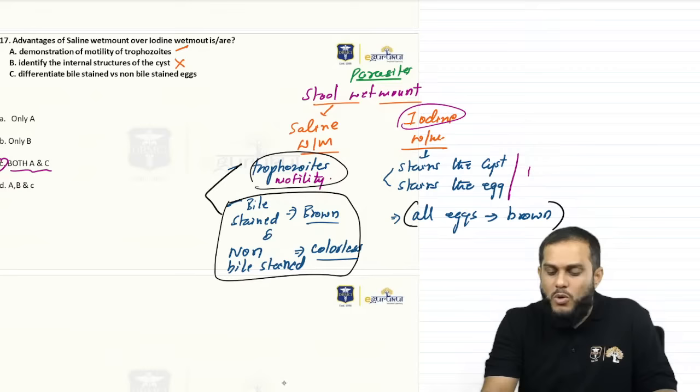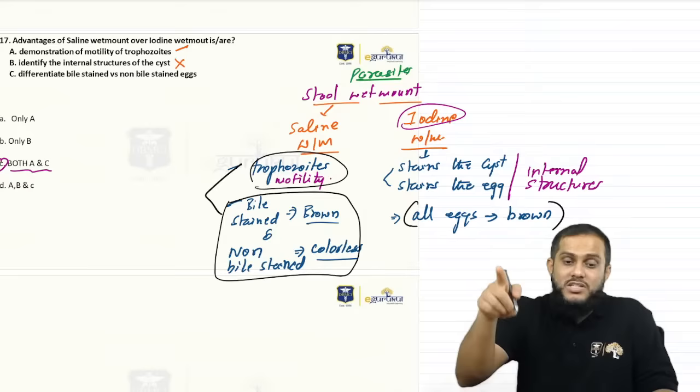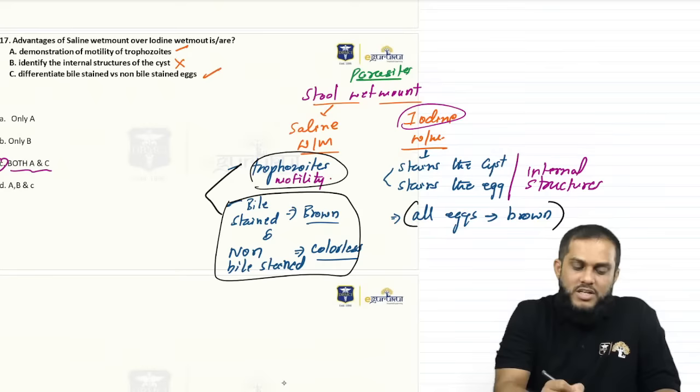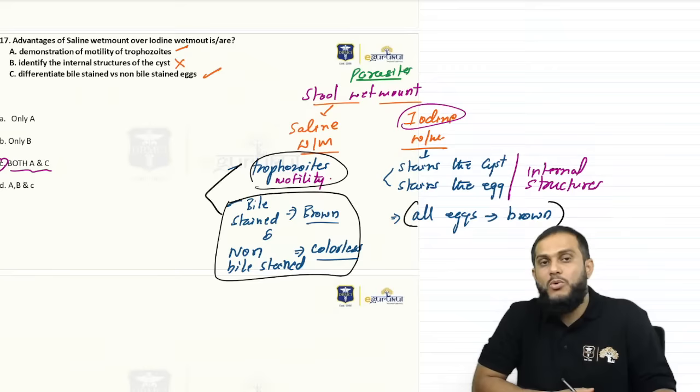Internal structures are seen better in iodine wet mount. That's why you can demonstrate or identify the cyst and egg better. In saline wet mount, because it is colorless, you can't see the internal structures better. And yes, differentiating bile stained and non-bile stained eggs is possible. That's why the answer is A and C. This is about the wet mount: saline wet mount, iodine wet mount, differentiating points in stool wet mount. That's why the answer is option C.